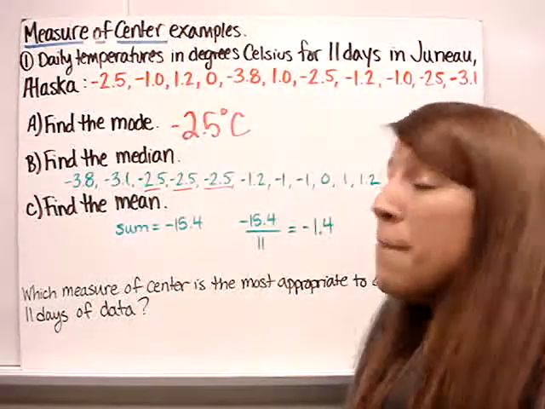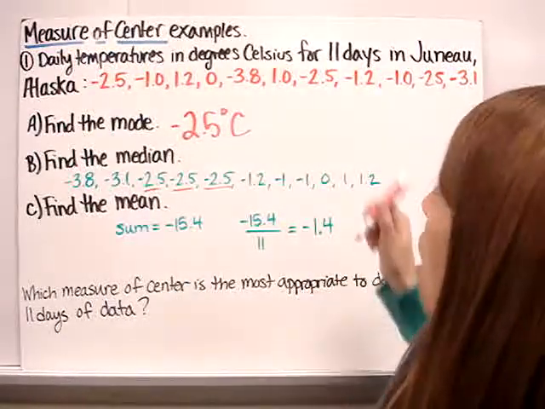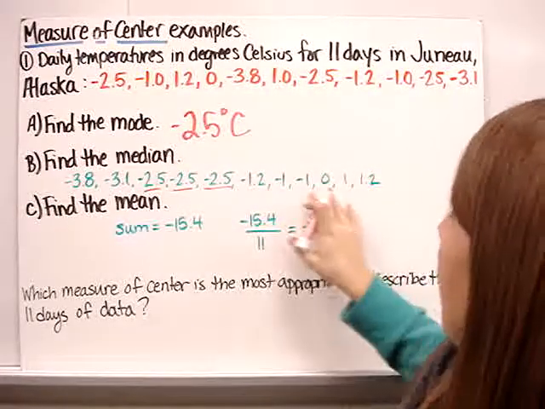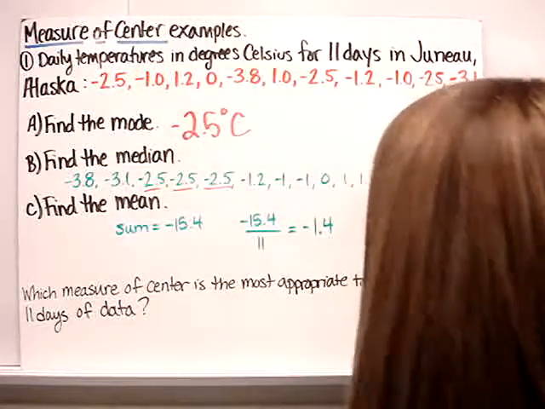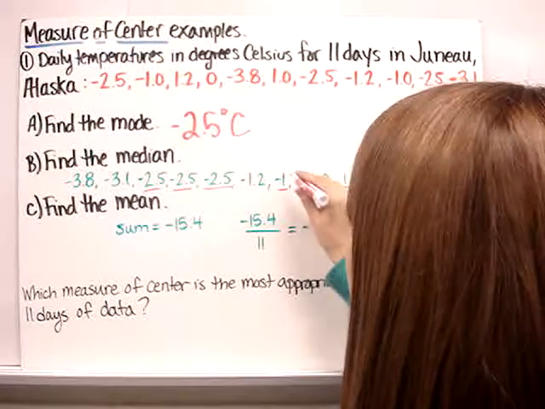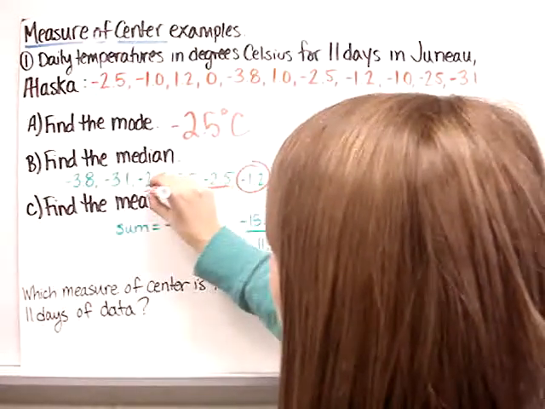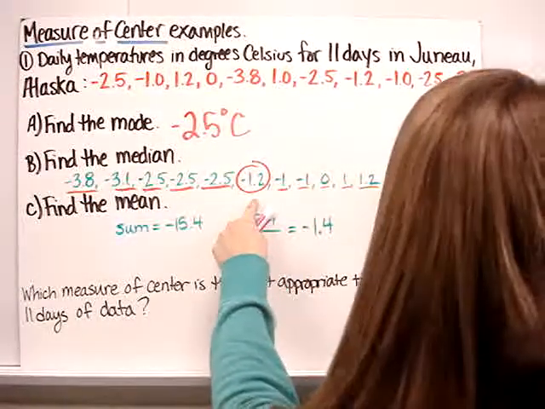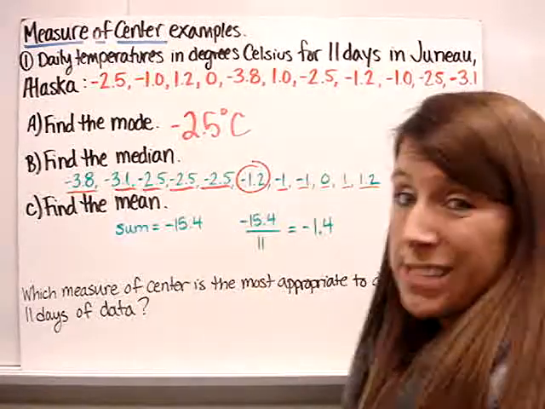Okay? But the median now, I'm going to find the middle value here. And there are 11 days, so that means there will be 5 above, 5 below, and the 1 right in the middle because it's an odd number. And so if I go 5, 2, 3, 4, 5, that should be the middle. Let me make sure there are 5 below. 2, 3, 4, 5. Yes. So -1 2/10 degrees Celsius is the median temperature.